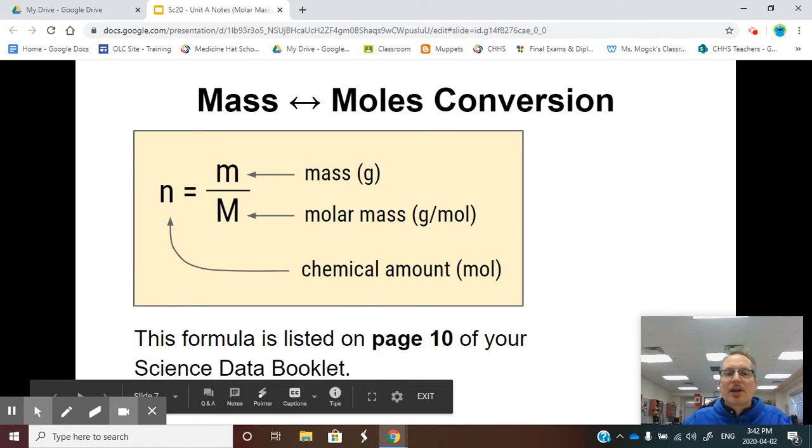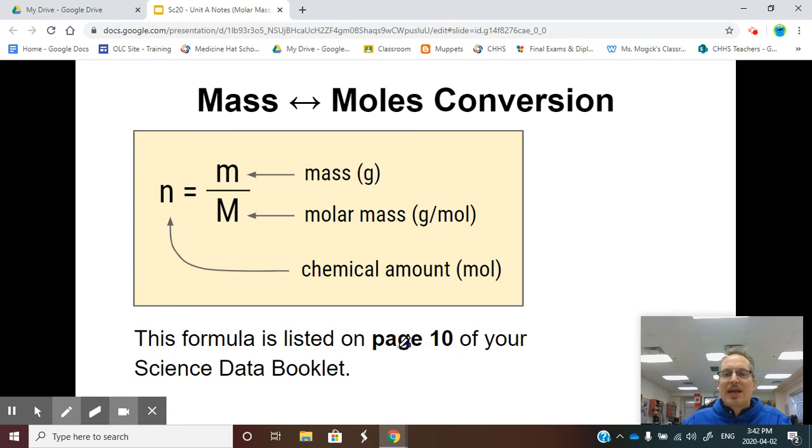Now, what I want to do is teach us our new formula. This formula is on page 10 in your data booklet, and my suggestion is to take a highlighter and highlight the formula, as well as highlight that M to the right of it, which stands for mass. Mass is measured in grams. Capital M, what we just solved for, is called molar mass, and you've already seen it's measured in grams per mole. And N is moles, my chemical amount, and it's measured in moles.